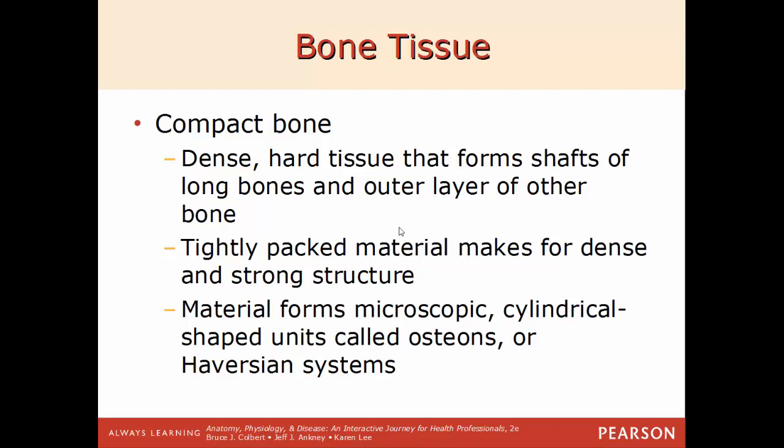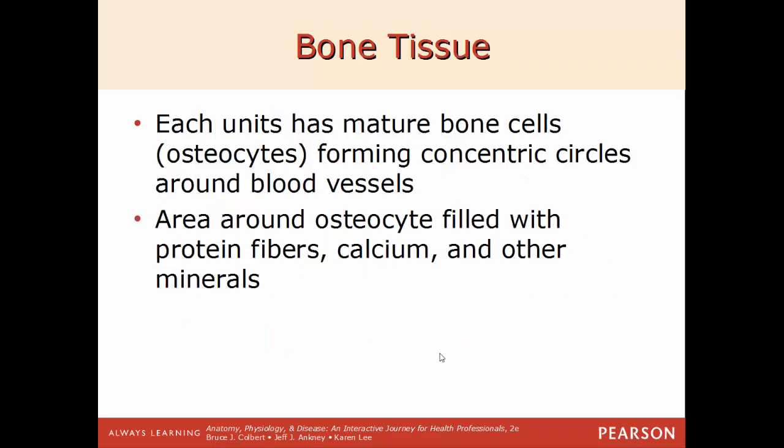Now, this material is formed in cylindrical units called Haversian systems or osteons. The prefix osteo is always a reference to bones. Osteons are a bone building center. Now, each of these units, these osteons or Haversian systems, either term is correct. It just depends on what term you are choosing to use. But for this chapter, we will reference them as osteons.